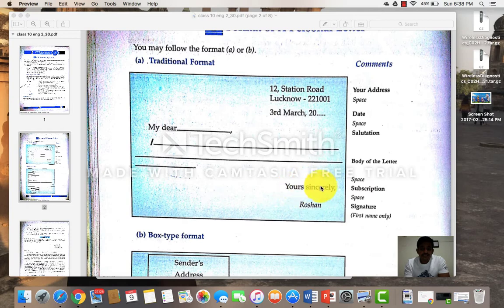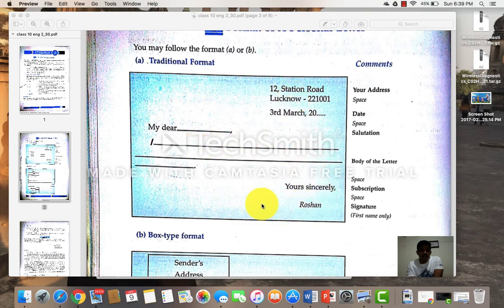After that, the subscription on the right and the signature. Here, the signature, because you are writing it to people who know you or whom you know, you will not write your name in full. You will not mention your initials. You will write the shortest form of your name. Please keep this in mind. You will not write your full name.